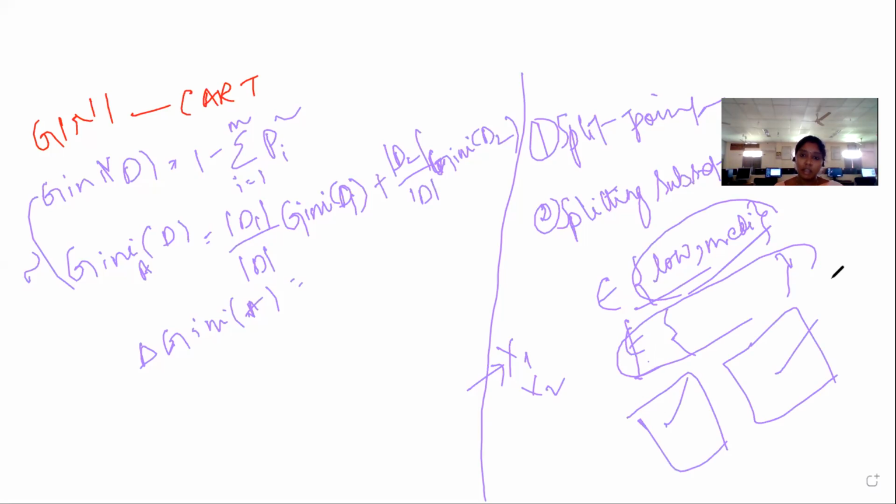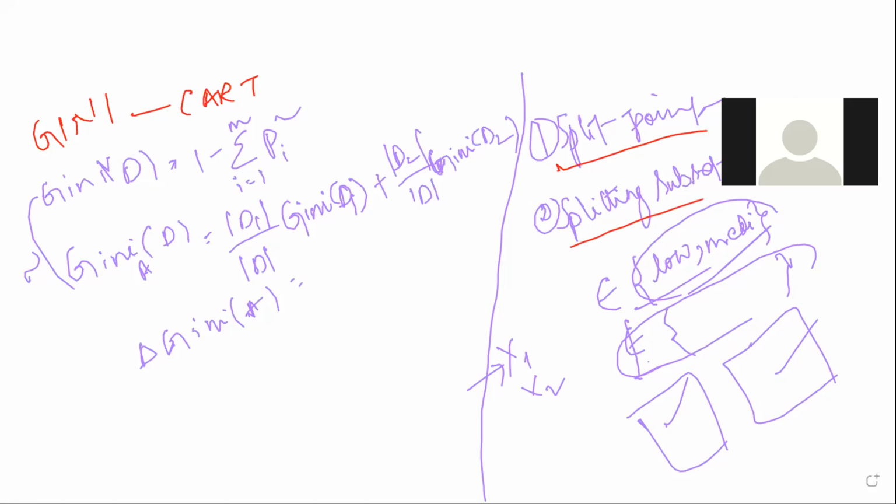So in these two cases, in the sense split point and splitting subset, these are the only two cases where we can generate the binary tree. So we don't consider the first scenario. We only consider these two cases. Okay, let me share the PPT now.